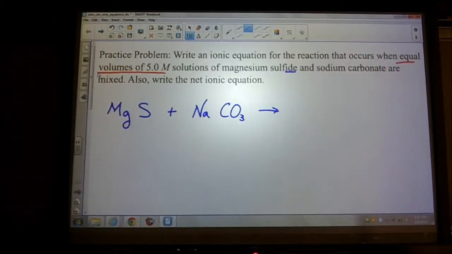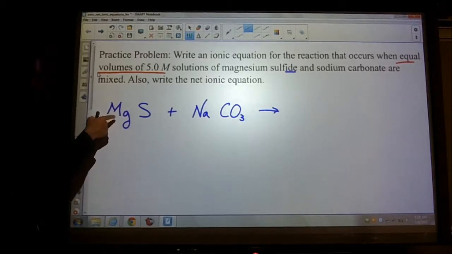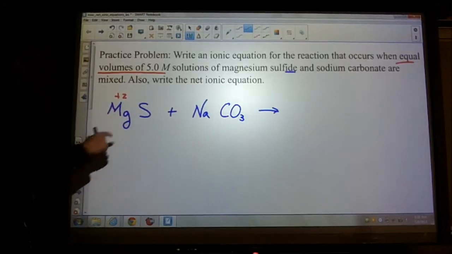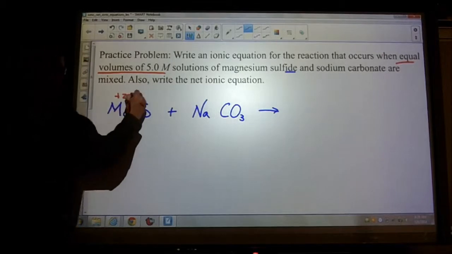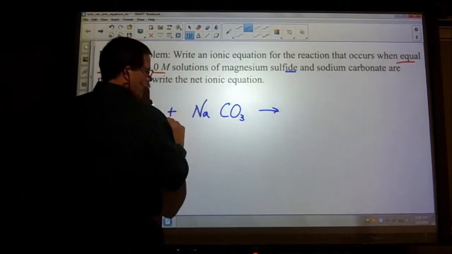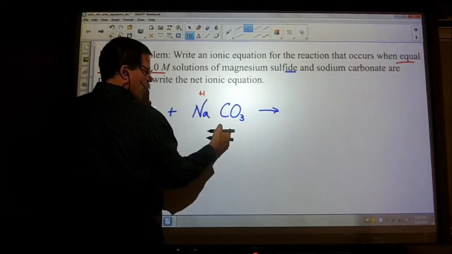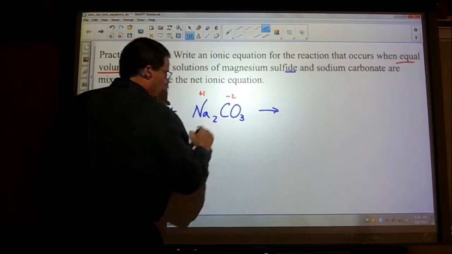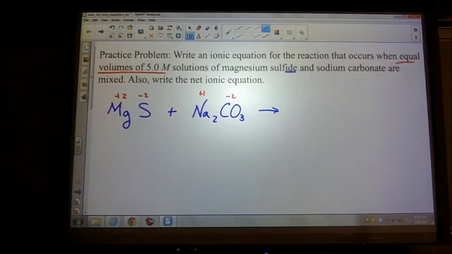Now, the next thing that we need to do is balance charges. And again, we haven't started doing the ionic equation yet because I want to balance these things out first. What's the charge on magnesium? +2, very good. Charge on sulfur? -2. So that one's good as written. So we're happy with that one. Sodium, what is that? +1. Carbonate? -2. So what does that mean? We need 2 sodiums. Okay?